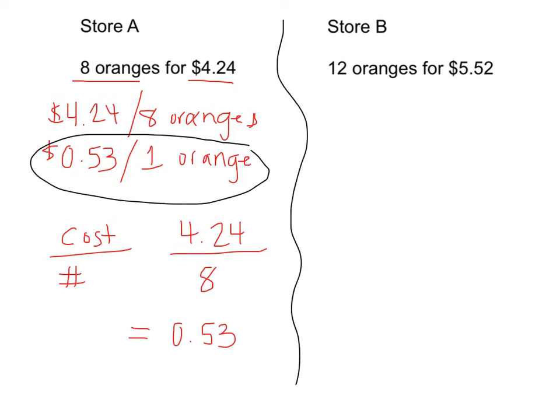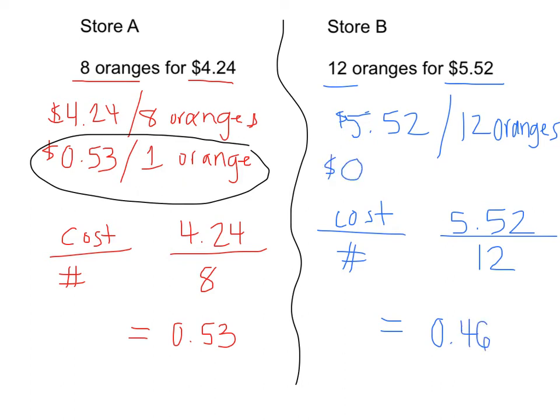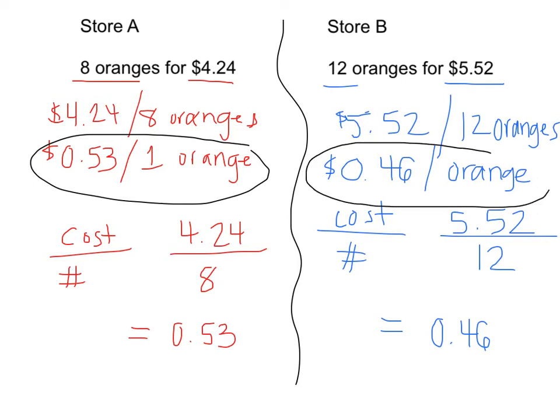Let's do the same thing for store B. We know that the total is $5.52 for 12 oranges. So we are going to take the total cost and divide it by the total number of oranges. $5.52 divided by 12 will give us the price for one orange. When we divide, we get 0.46. Therefore, the unit price is 46 cents per orange. And this is the unit price for store B.